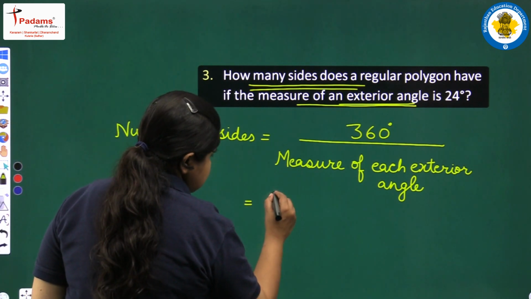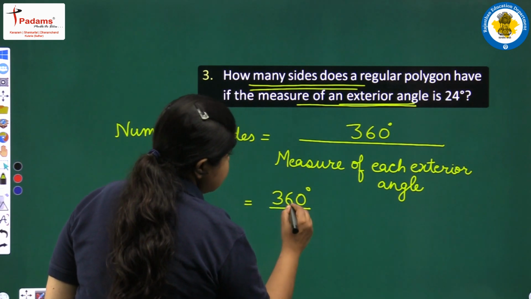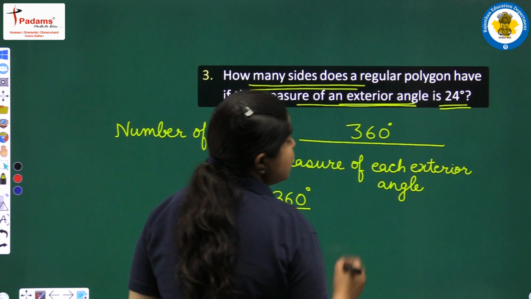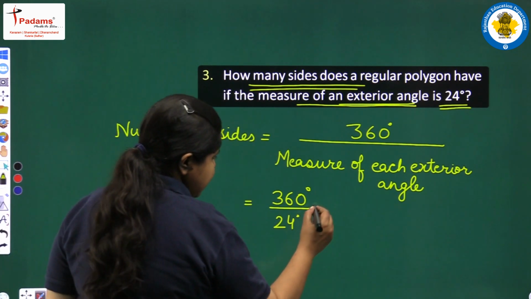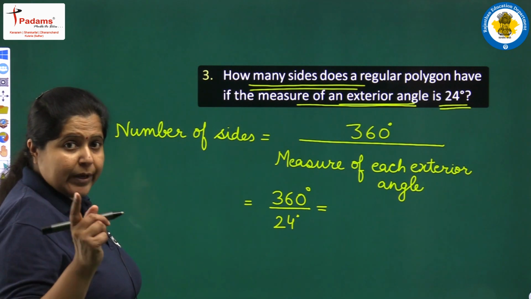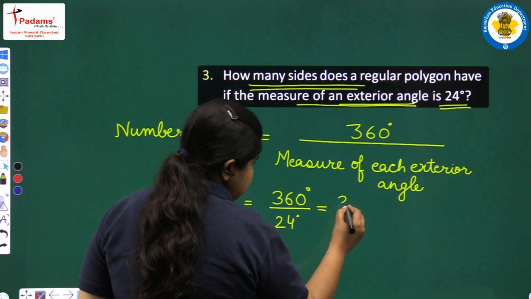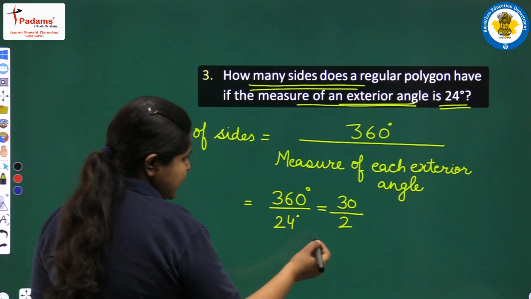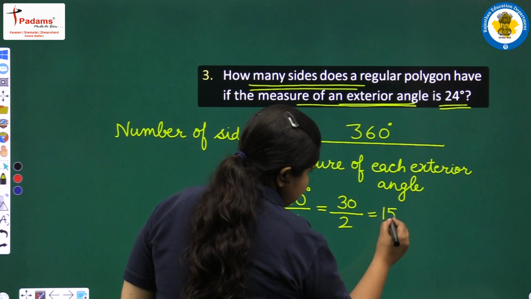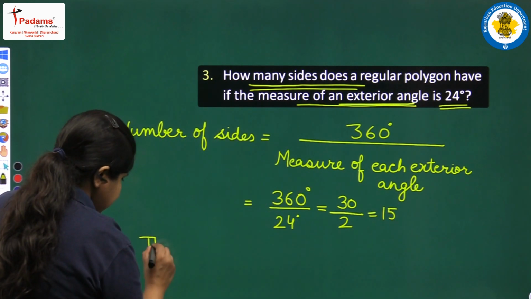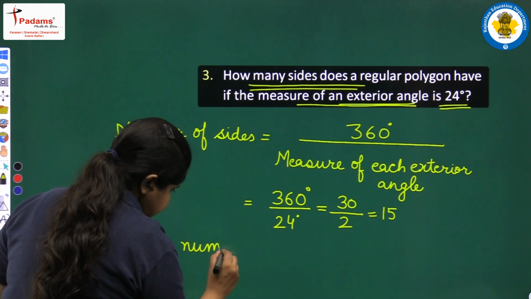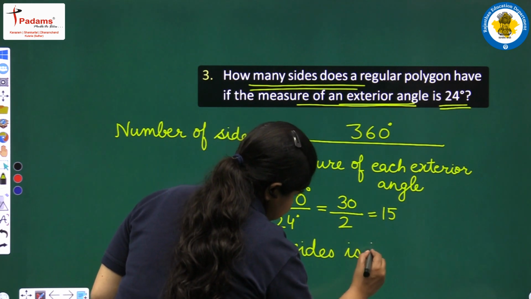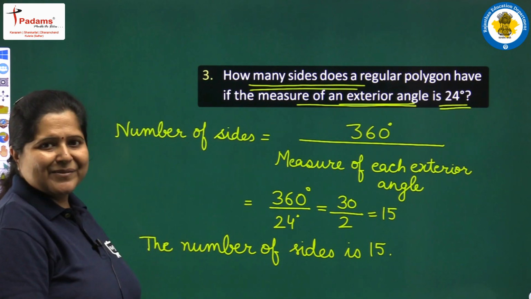So, clearly this will be equal to 360 degrees upon 24 degrees, because the measure of each exterior angle has been given equal to 24 degrees. Let us now divide both of them. They both are divisible by 12. Let us apply it. 12 threes are 36 and 0, and 12 twos are 24. Now easily we can divide 30 by 2, it will give us 15. So, the number of sides is 15. It is just the reverse question of the previous one.